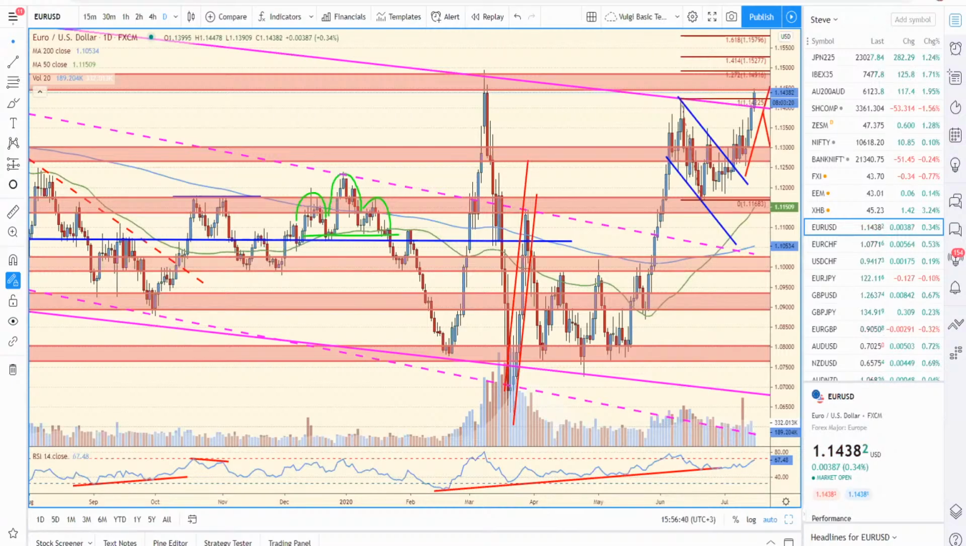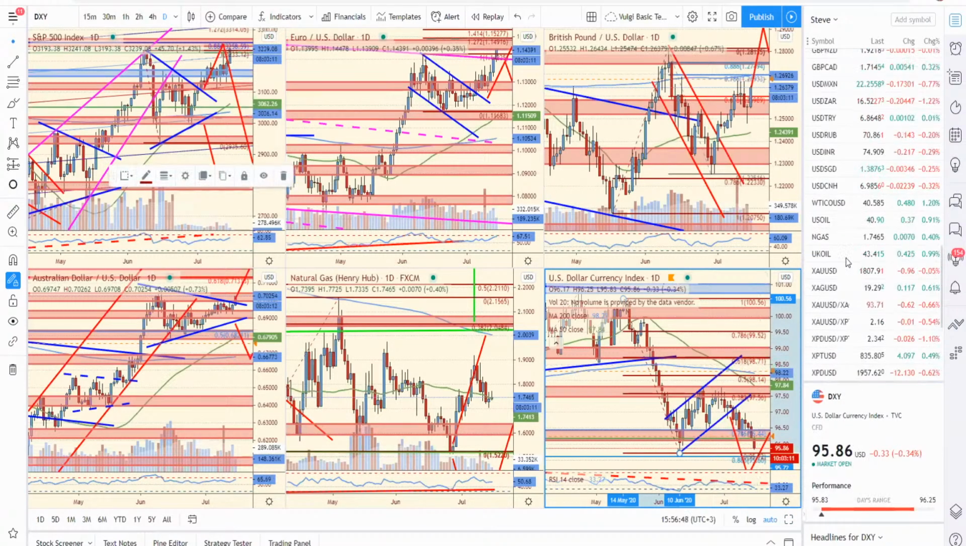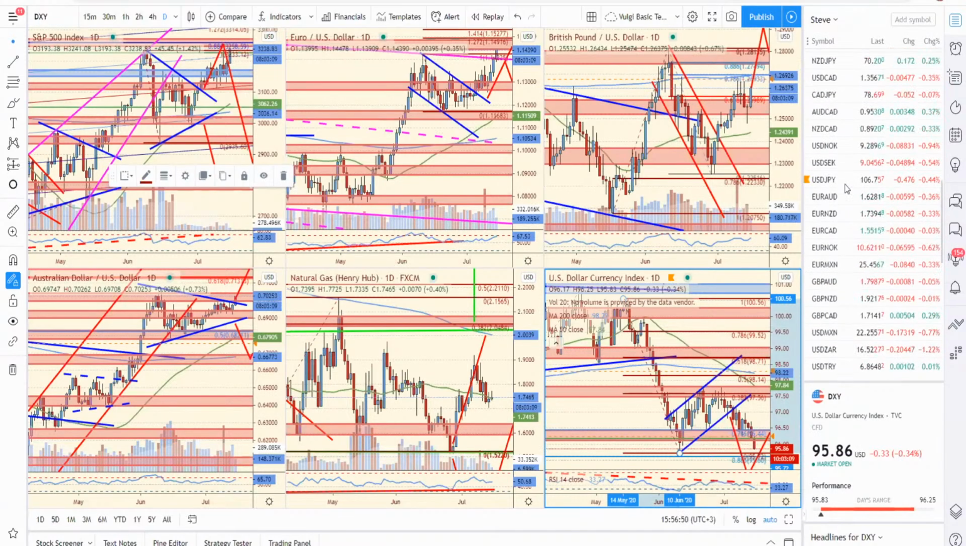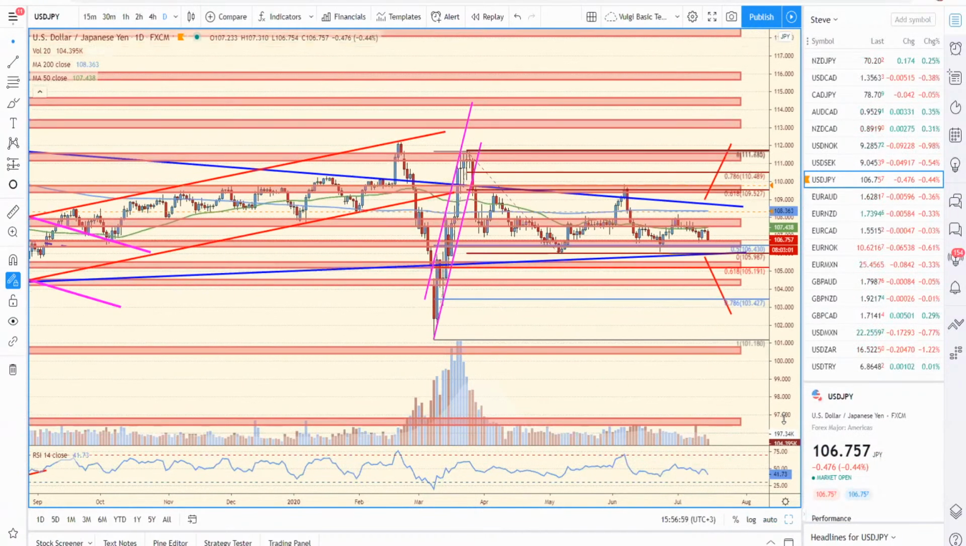With stocks on fire and risk on, why can't Aussie yen break out? Something's not right. Yeah, I will tell you what's not right. That's an easy answer for me to give. I don't know if you can call it right or wrong, but what is preventing Aussie yen from following through is this: it's the USD yen.